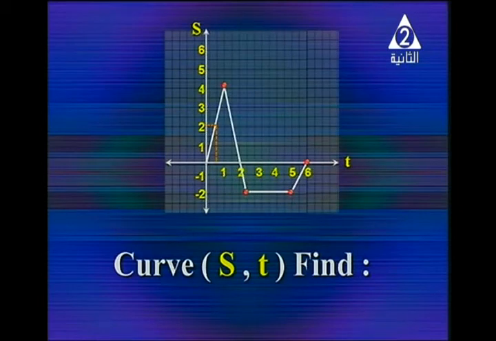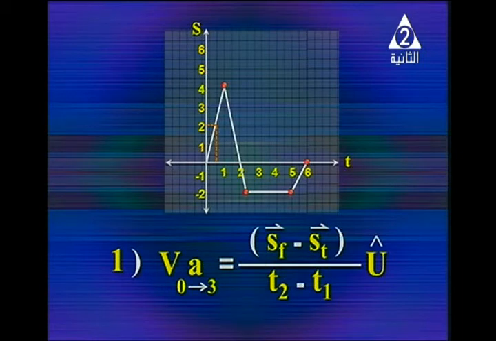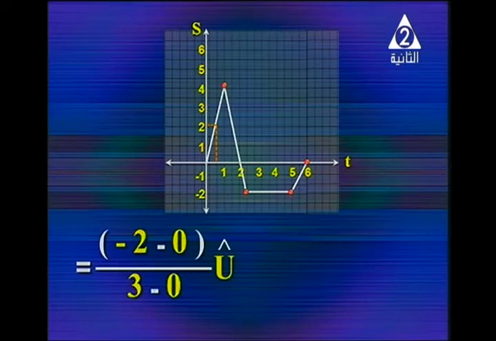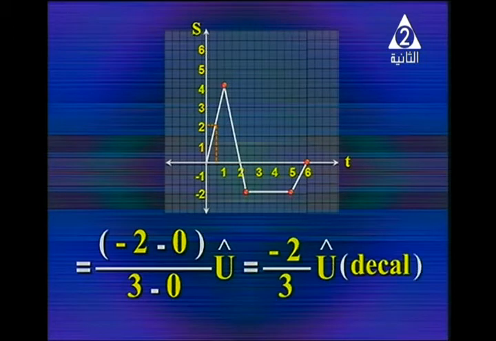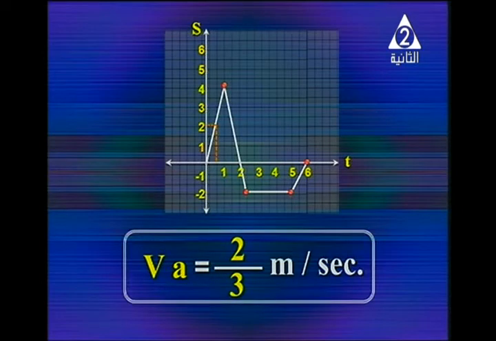Another example. Dear student, look at the curve between the distance and the time. Number 1, VA from 0 to 3 equals the difference between final distance minus initial distance over t2 minus t1. Look at a new direction. Negative 2 minus 0 over 3 minus 0 unit vector equals negative 2 over 3 unit vector. What is the VA? Equals 2/3 meter per second.